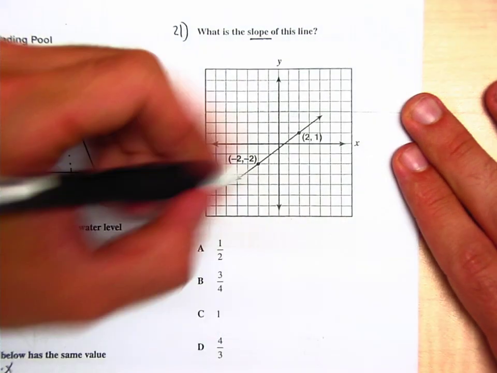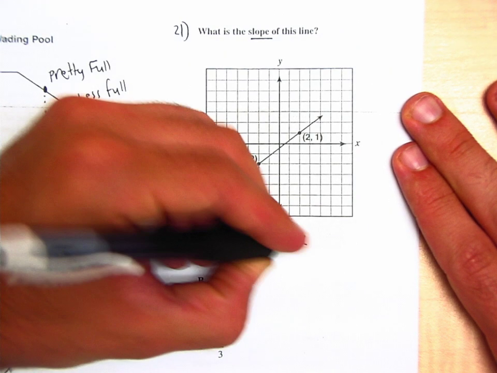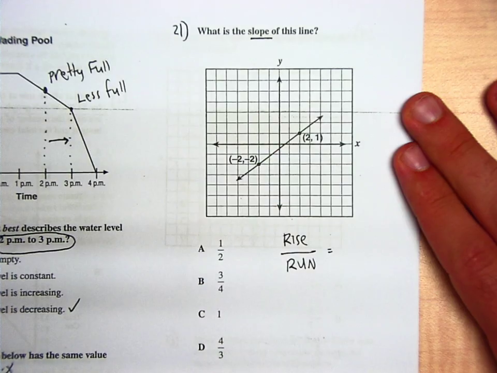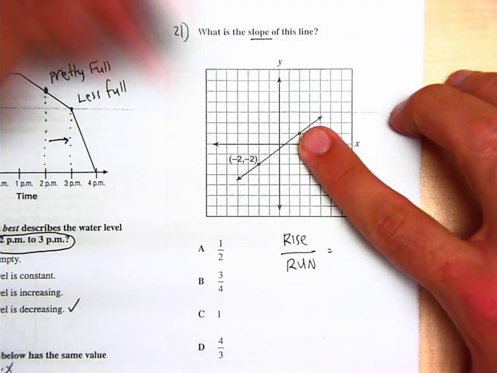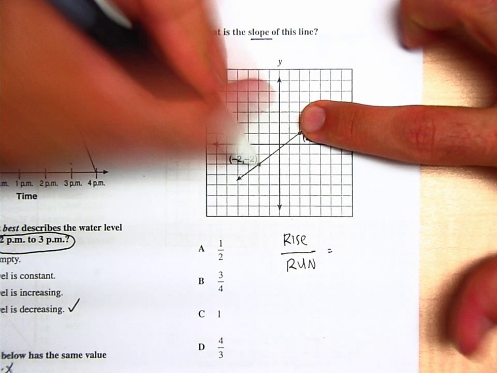To find the slope, I know that I'm going to need to find 2 points on the line, and then I'm going to need to find the rise and the run between those 2 points. It already identified the points for me. I could use this point, -2, and go up to 2, 1.